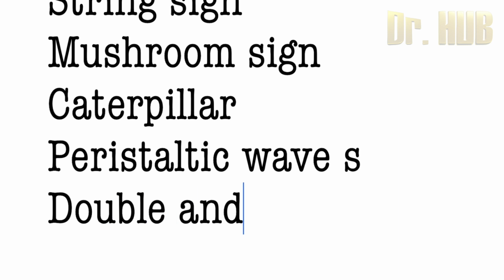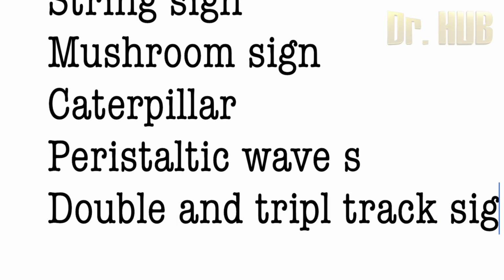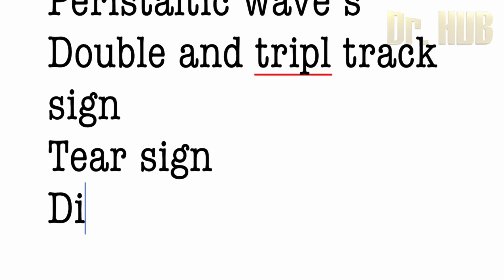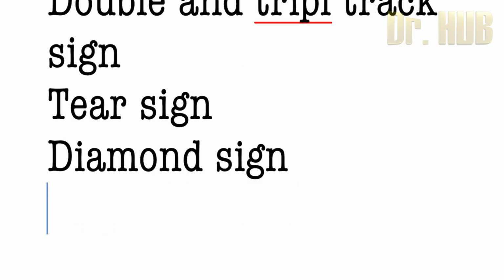Next is the duodenal double or the triple track sign. So there is a double and a triple track sign which is seen. Next is there is a teat sign, the beak sign, the shoulder sign, and as well as the presence of the diamond sign.